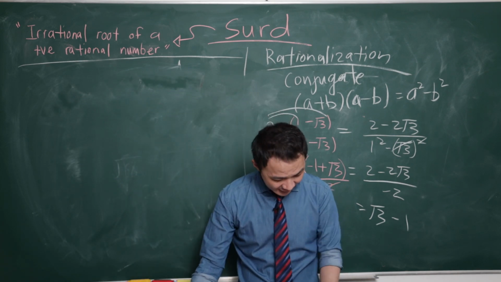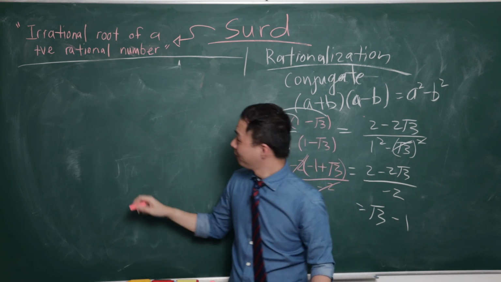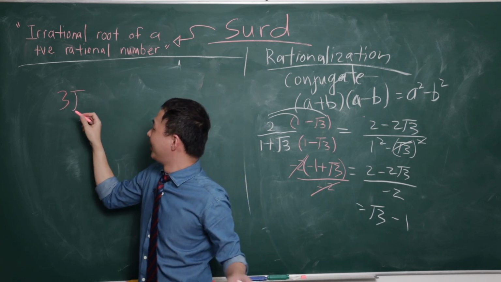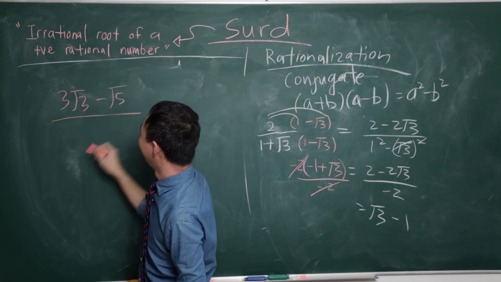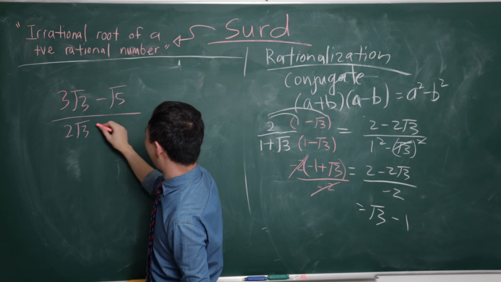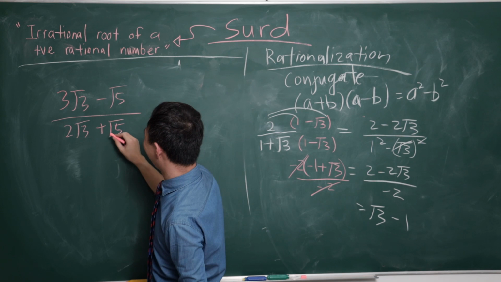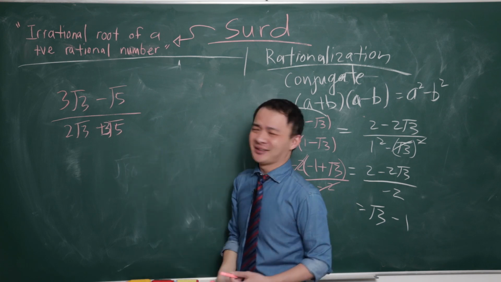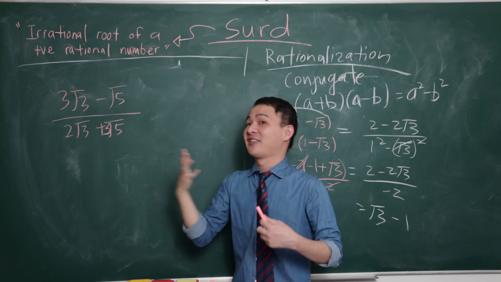Okay, so I can actually give myself any example I want, but something like, okay, 3 square root 3 minus square root 5 over 2 square root 3 plus square root 5. Or, to make it a bit crazier, plus 3 square root 5. If I were to solve something like this, they will ask you to rationalize this expression and leave it in the simplest surd form.